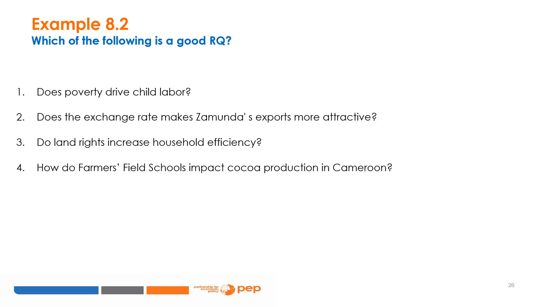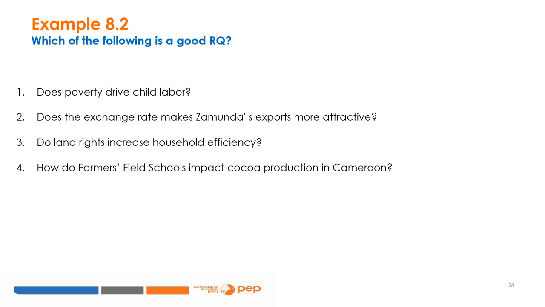This implies that there is likely to be a very small audience for the research designed to answer this question. Thus, it may not be a good question to use. As for the third question, do land rights increase household efficiency? It also relates a cause, land rights, to an effect, household efficiency. Like the first question, it is also relatively broad in scope, implying that its answer might interest a larger audience, and therefore it is a good research question.